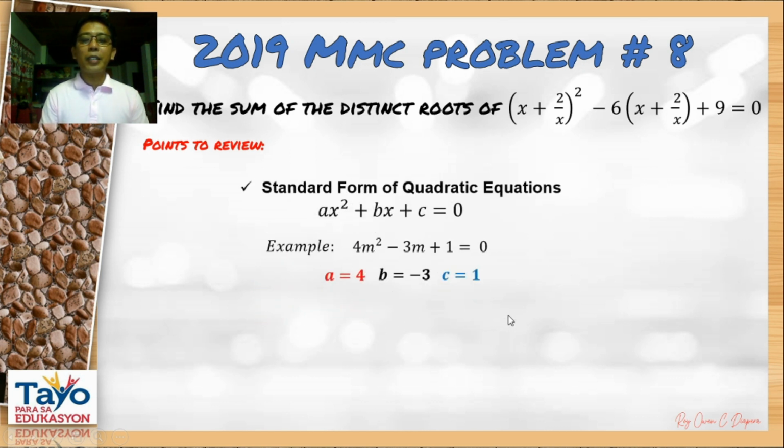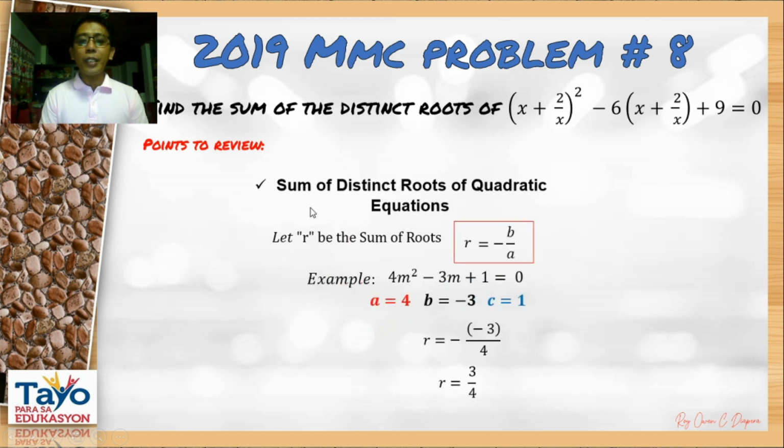Another one, the standard form of a quadratic equation is ax squared plus bx plus c equals 0. Example, 4m squared minus 3m plus 1 equals 0. The value of a is 4, the value of b is negative 3, and the value of c is 1.